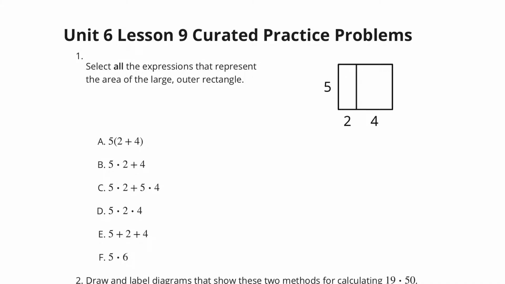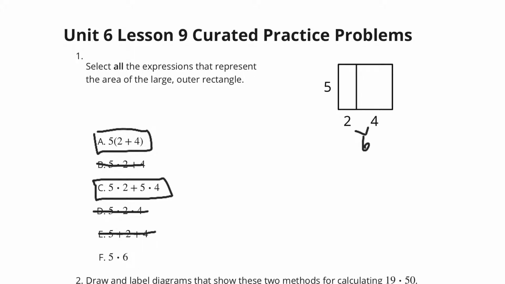Our first question asks us to select all the expressions that represent the area of the large outer rectangle. Well, A does work. It is 5 times the sum of 2 plus 4. But it's not just 5 times 2, then plus 4. It is, though, 5 times 2 plus 5 times 4. It's not the three numbers multiplied together. It's not the three numbers added together. Now, 2 plus 4 is 6, so 5 times 6 works as well. Let's move on to problem 2.